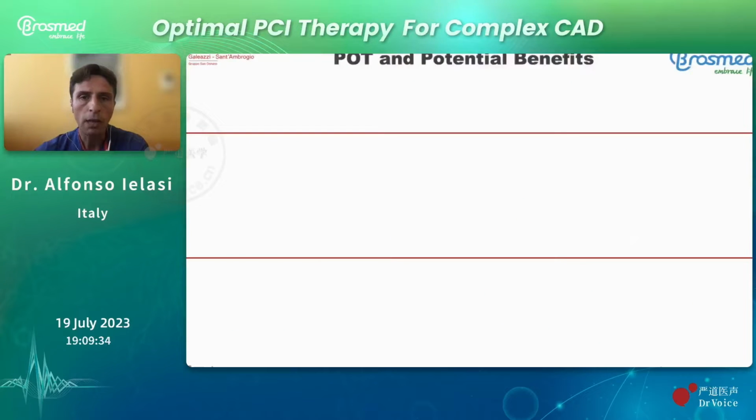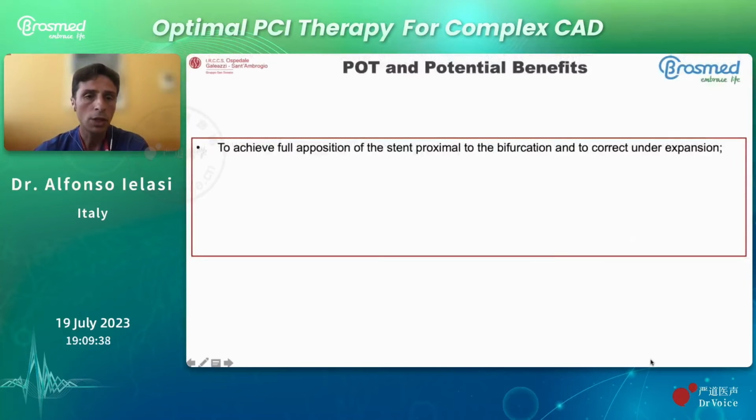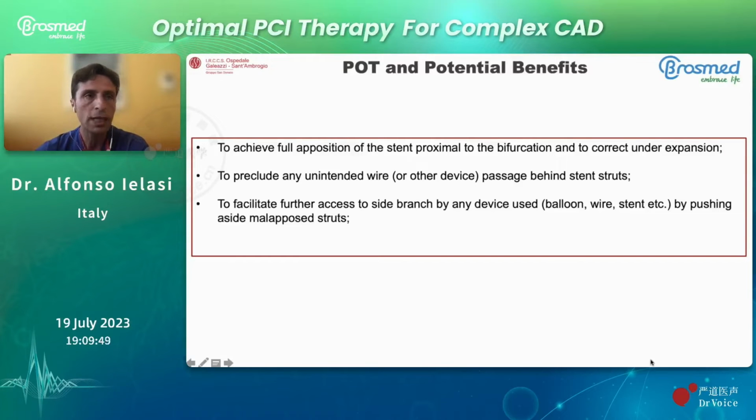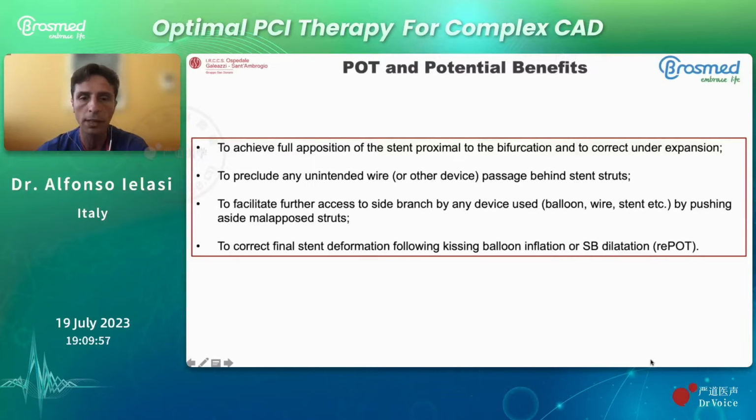So what kind of benefits are associated with POT? The first is to achieve a full apposition of the stent proximal to the bifurcation and to correct eventual underexpansion, to preclude any unintended wire passage behind stent struts, to facilitate further access to the side branch by any device used by pushing aside malapposed struts, and to correct final stent deformation following kissing balloon inflation or side branch dilatation.